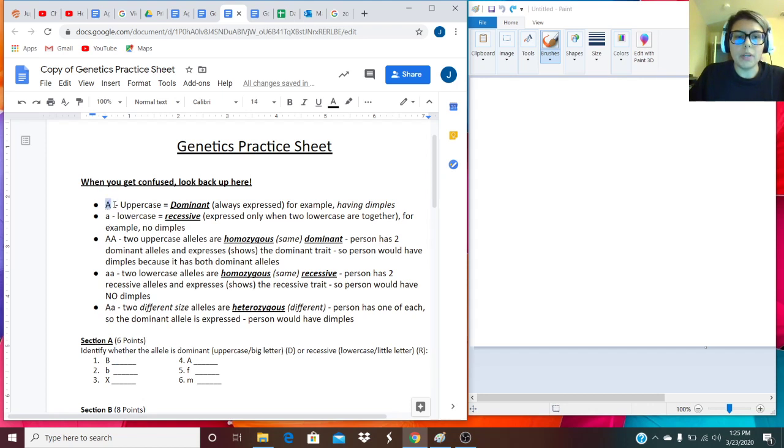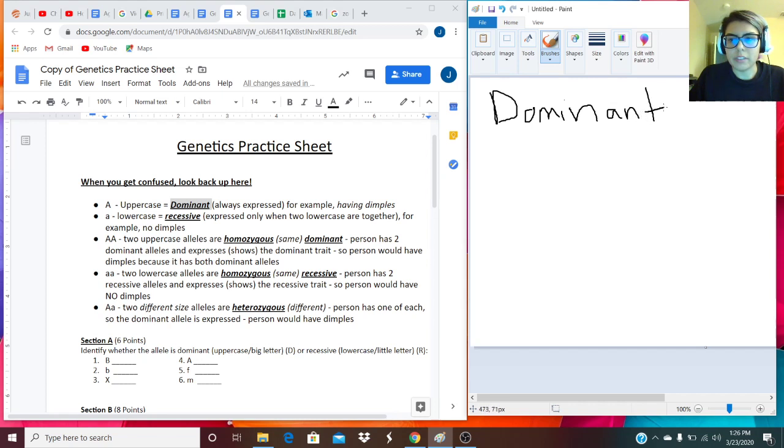So uppercase: if we have an uppercase letter, that means it's known as dominant. Dominant is going to be uppercase. This time it is expressed as a capital A. And what that word expressed means.